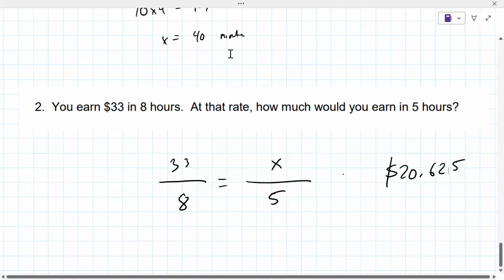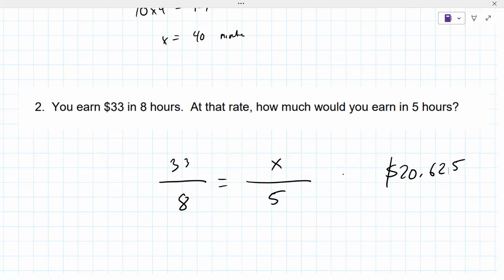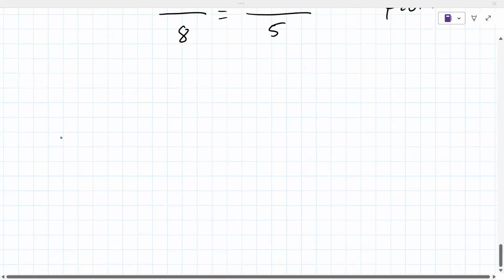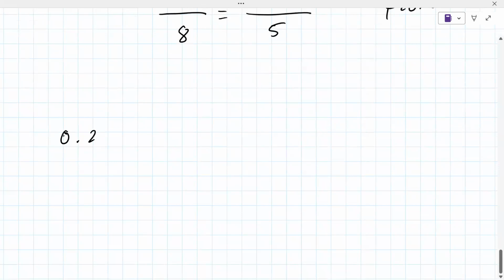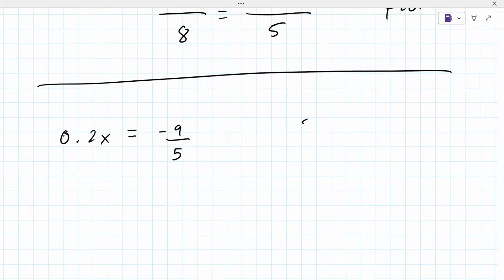So let's do a couple more things here. I found some more problems I think would be worth doing. Got some mixtures of some decimals and some fractions. Let's say it's 0.2x equals minus 9 over 5. Could you attempt to solve this for x?